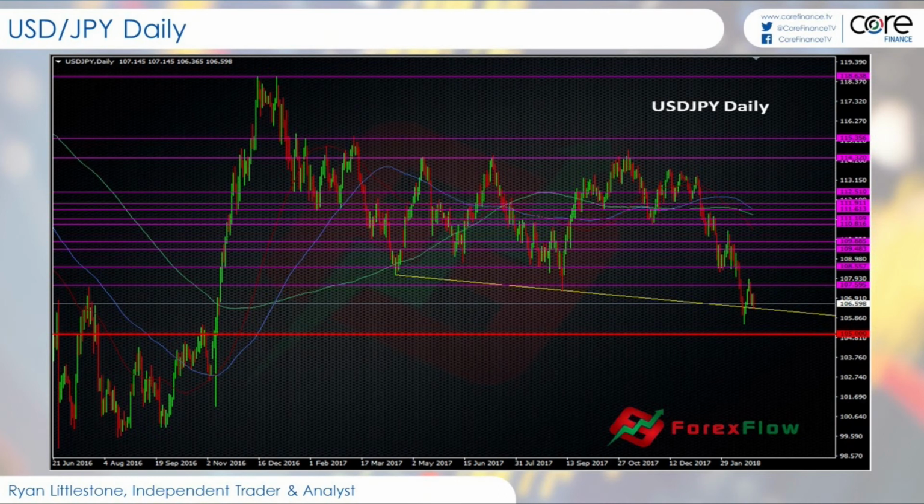And while we hold under 107, there's every chance we can get a further push down, perhaps towards those 105.50 lows. And as we've spoken about, there's a lot of support from Japanese institutions and option players down at the 105 area. Right. So it's still a contest worth watching.